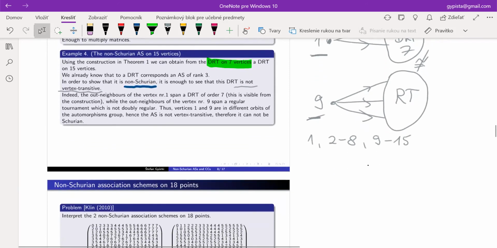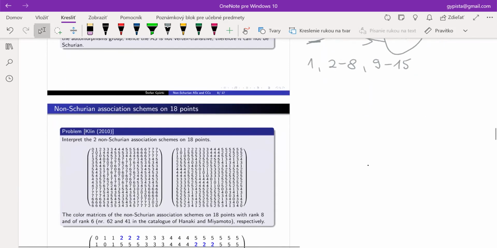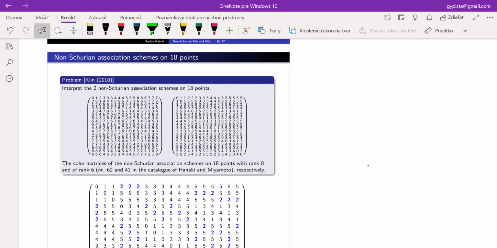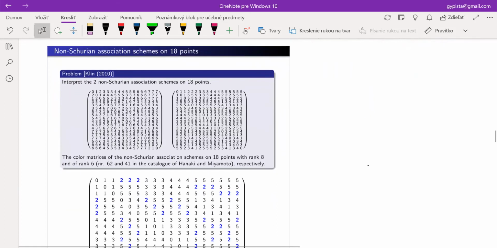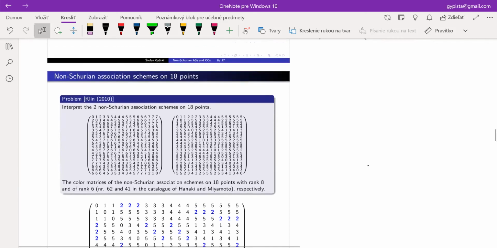Now I will continue with the result, which is somehow joined with my name and my advisor when I was a postdoc, Misha Klin. So when I was his postdoc, he gave me this problem. We know that there are 2 non-Schurian association schemes on 18 points. And we would like to provide a combinatorial interpretation of them.